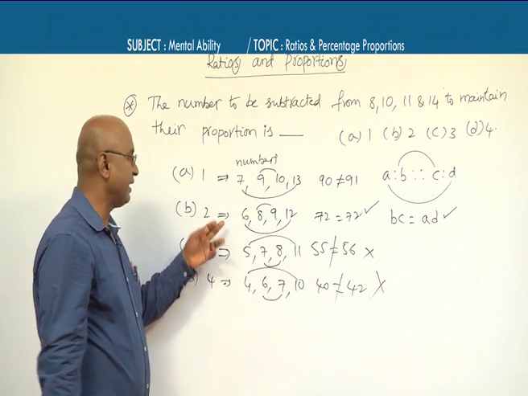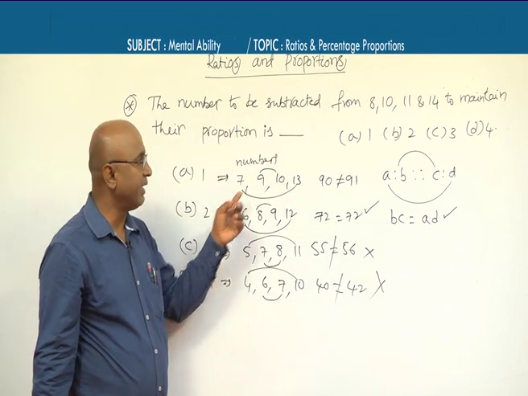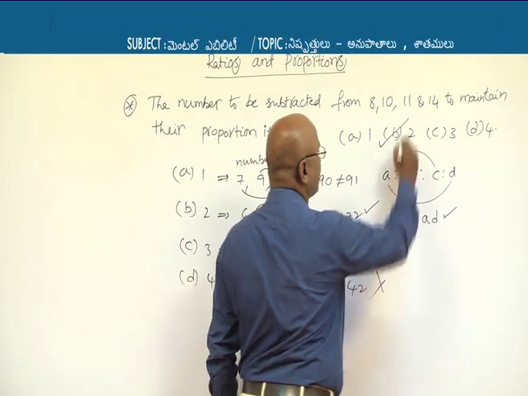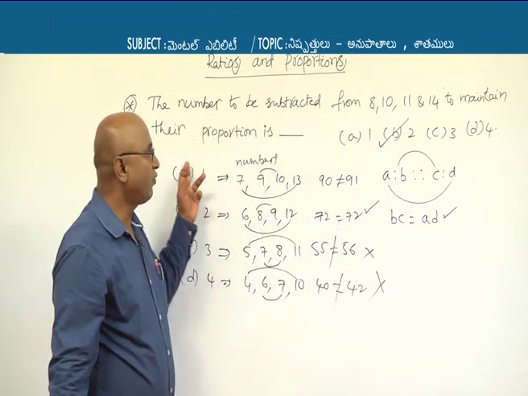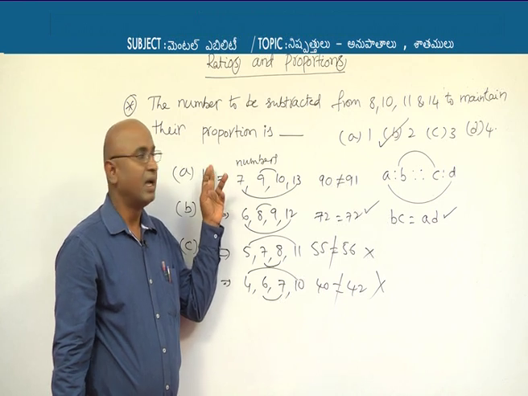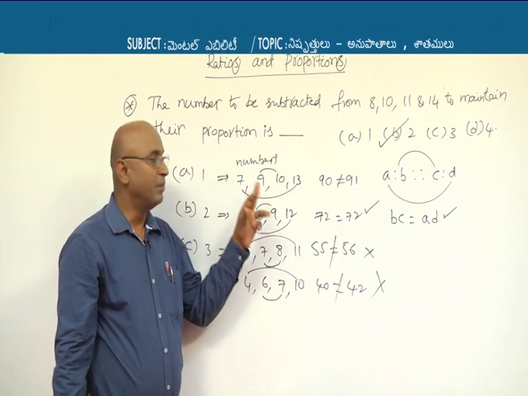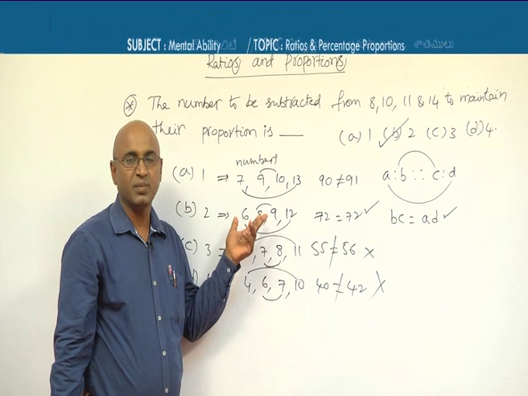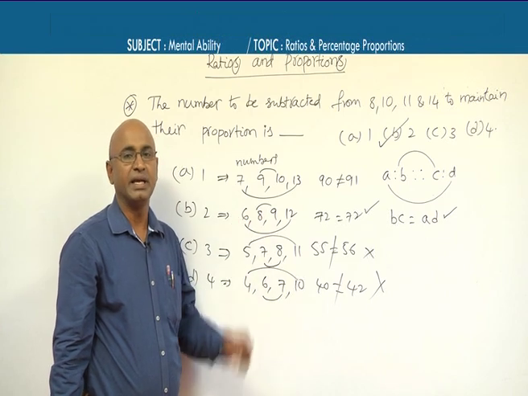So ఏ సంఖ్యను తీసినట్లయితే అనుపాతంలో ఉంటాయంటే that is option B, 2 is the answer. So in order to find out that they are in proportion, we must check that BC is equal to AD, that is nothing but the product of means is equal to product of extremes.